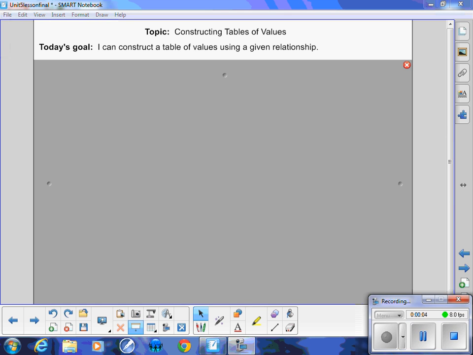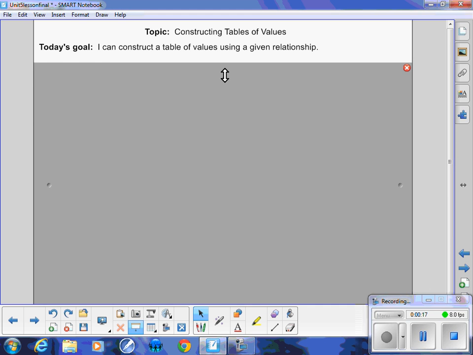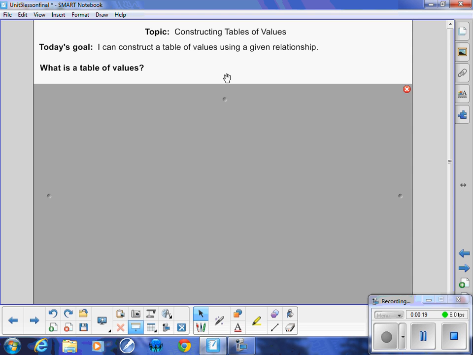We're talking about constructing tables of values. So your goal today, I want you to be able to construct a table of values using a given relationship. You may have done this in the past, so if you have, this is going to be a review. For those that struggled with it, you get another chance to see a different explanation here.